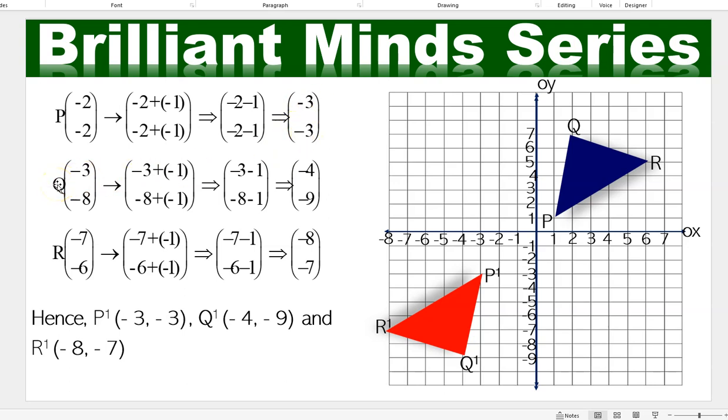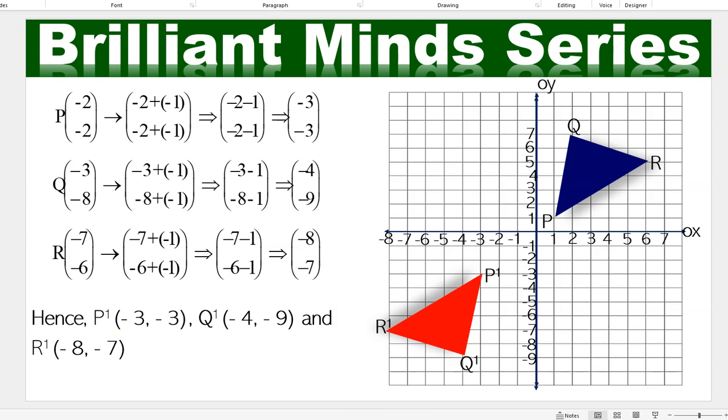When we take point Q into consideration, we have negative 3, negative 8. When we add, we get negative 3, negative 1, negative 8, negative 1, and that gives us negative 4, negative 9. And then the last point, R, negative 7, negative 6. When you add the center of rotation to it, it becomes negative 7, negative 1, negative 6, negative 1, and that gives us negative 8, negative 7. Therefore, our P1, which is the image of P, is now negative 3, negative 3. Then Q1, negative 4, negative 9, and then R1, negative 8, negative 7.